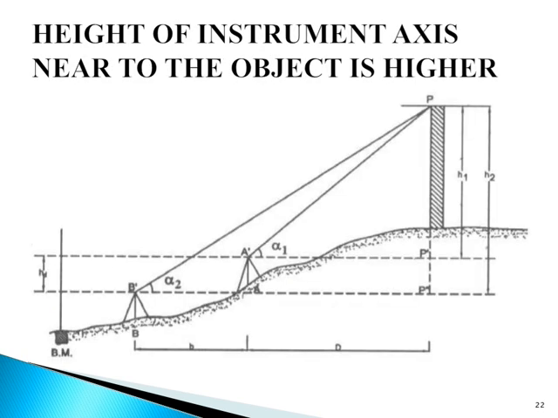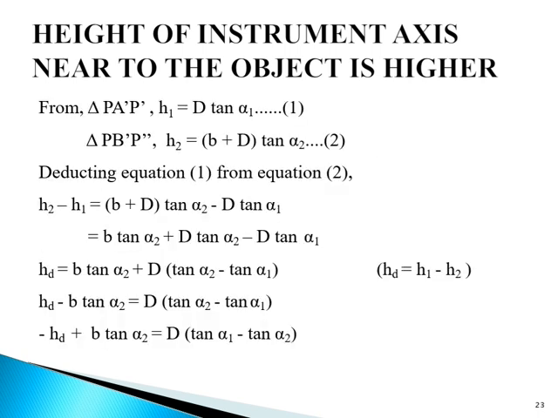Next, the height of the instrument axis near to the object is higher. The same procedure will be there. From triangle P A dash P dash, h1 is given by d tan alpha 1, equation number 1. Triangle P B dash P double dash, h2 is equal to b plus d tan alpha 2, which will be equation number 2. So deducting equation 1 from equation 2, h2 minus h1 is equal to b plus d tan alpha 2 minus d tan alpha 1.